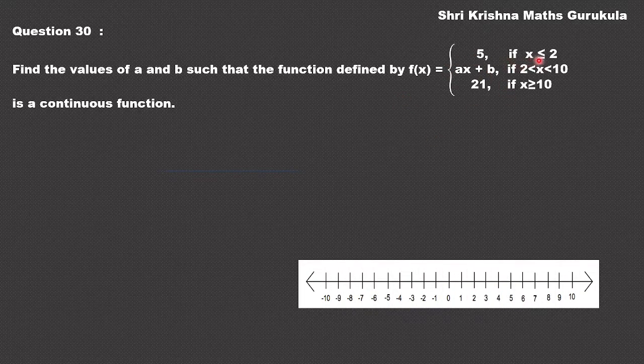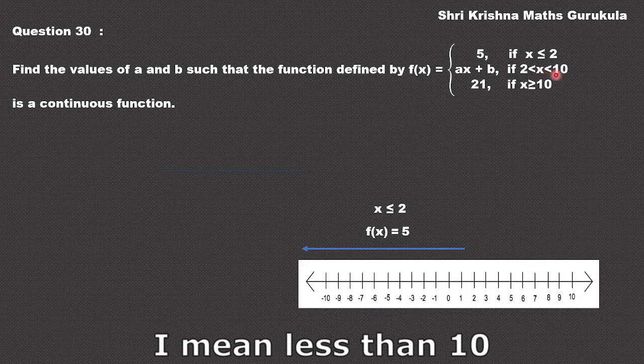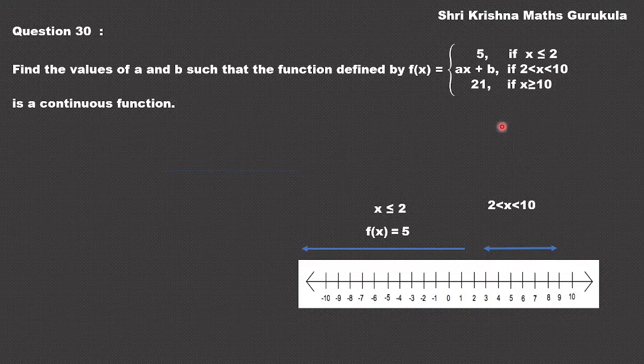Look at this. When x is less than or equal to 2, the function is 5. That is, it is a constant function when x is less than or equal to 2. That is, whenever domain element x takes the values less than or equal to 2, the function is a constant function. That is, f of x is equal to 5. Now, between 2 and 10, you can see a strict inequality. That is, whenever x is greater than 2 and less than 10, the function takes the form f of x is equal to ax plus b. This is the form the function takes between 2 and 10.